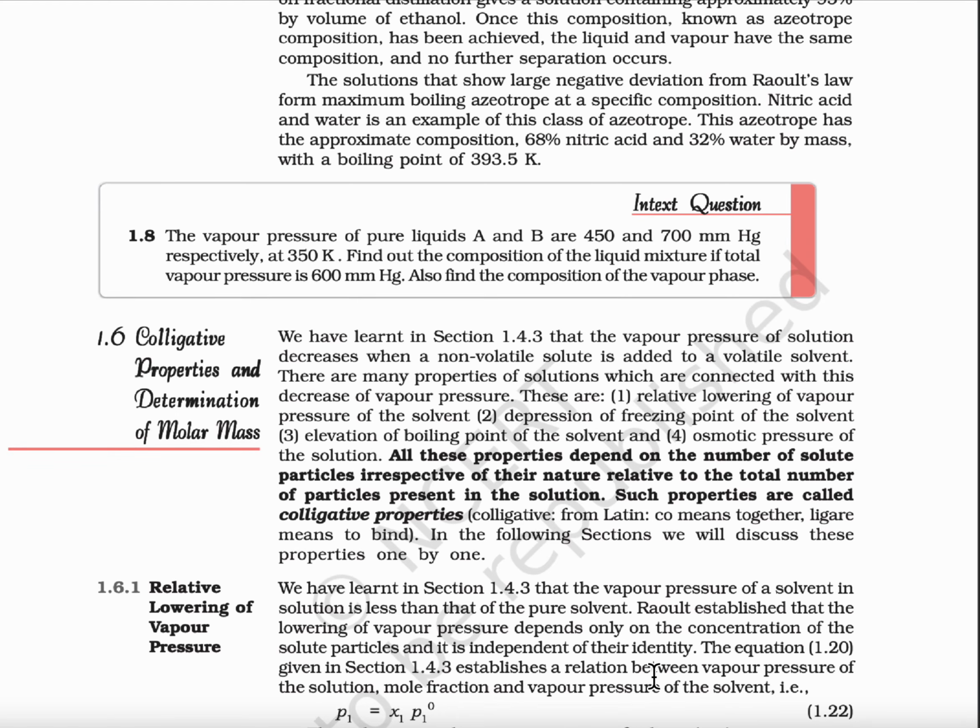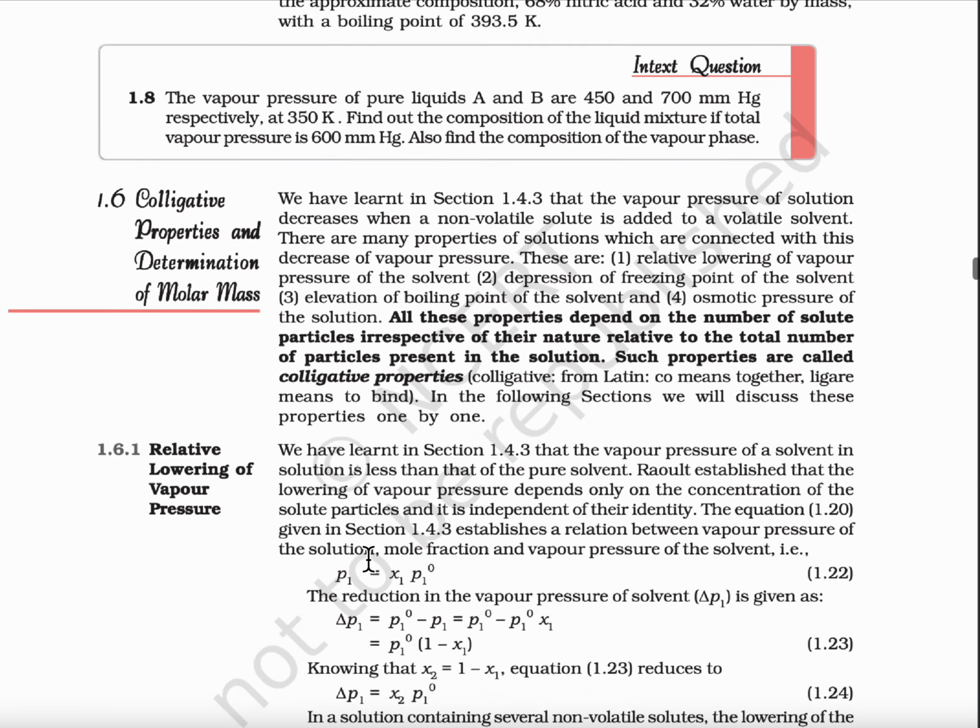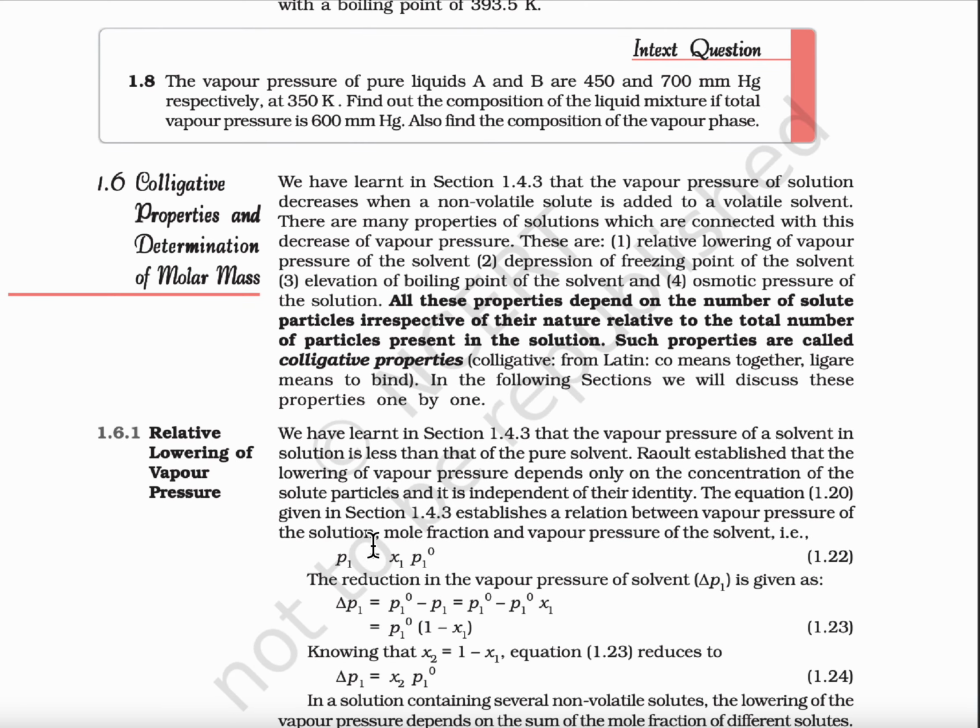Heading to the sixth topic of the chapter, colligative properties and determination of molar mass. So, what are colligative properties? Let us look into the text here.